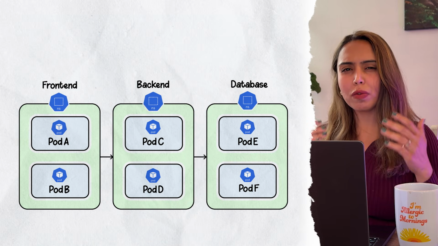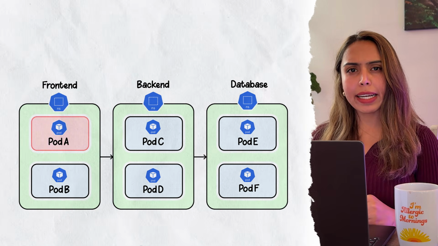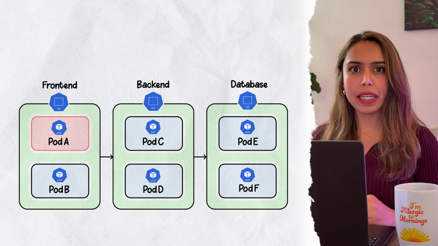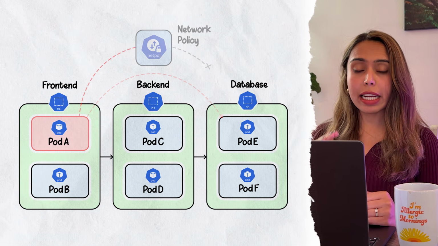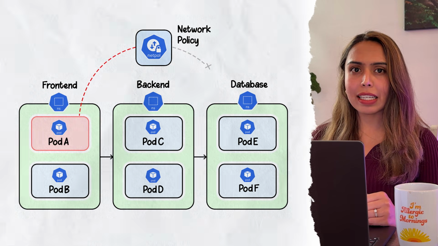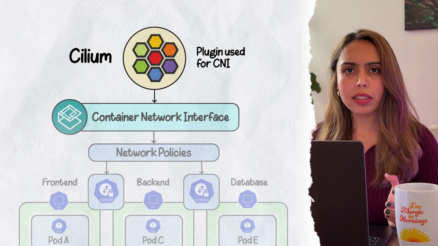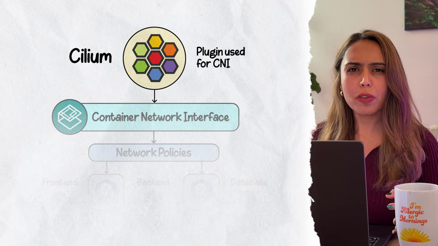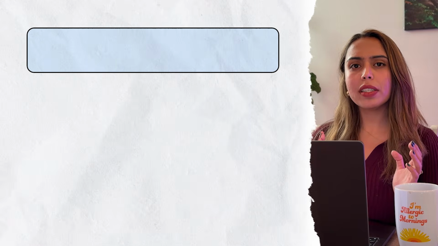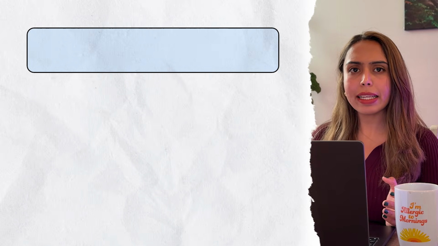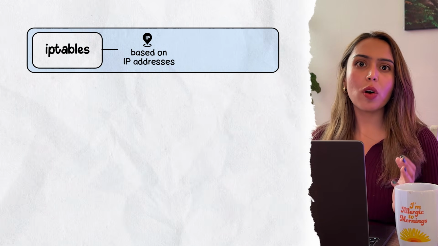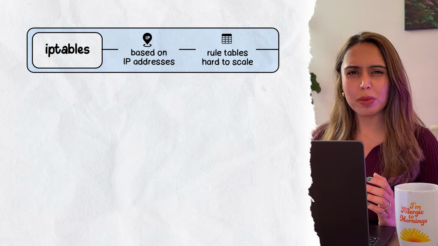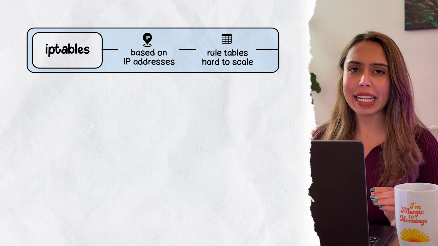A simple example to visualize this is a pod getting compromised because of a bad dependency. On the open network, it connects directly to your database. With a network policy enforced, that connection is refused. This is why plugins like Cilium come in, and a lot of teams use it. Before Cilium, Kubernetes network policies were typically enforced using iptables, which, as the name suggests, relied heavily on IP addresses and rule tables that became very difficult to manage and scale.